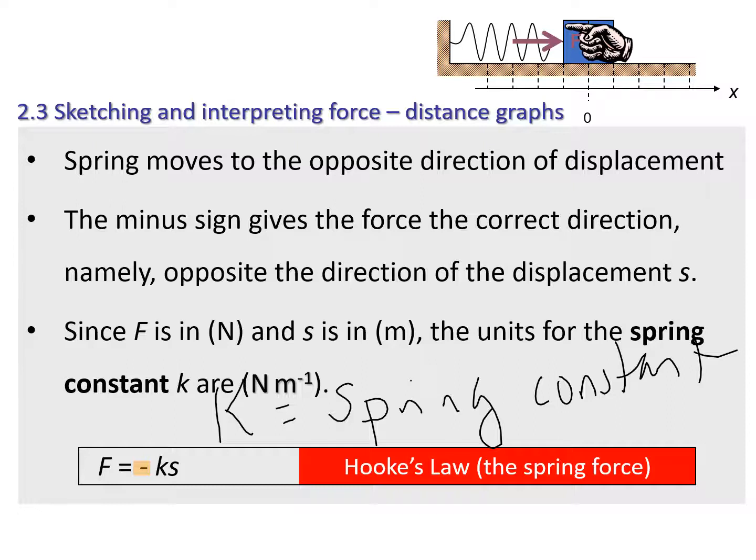So if you pull a spring out, the spring tries to force the object back in. If you compress a spring in, the spring tries to force itself back out. This equation for Hooke's law is not inside your data booklet. Feel free to add it. I've never seen a problem where you've specifically needed to know Hooke's law, but just in case you want to do a Hooke's law experiment, this will be helpful for you.